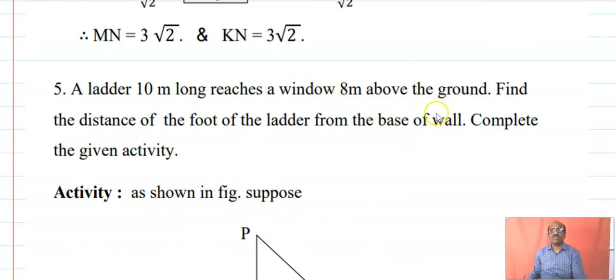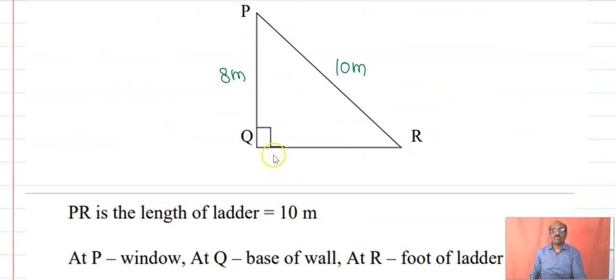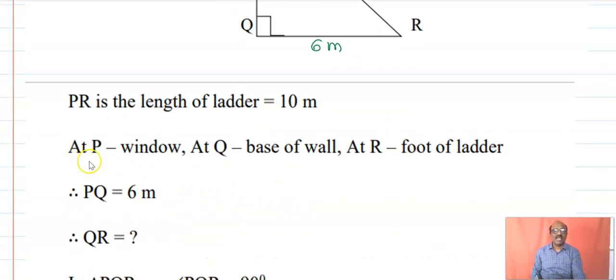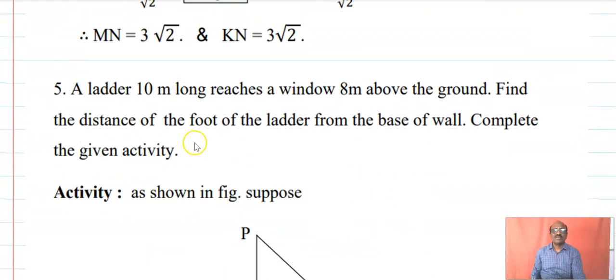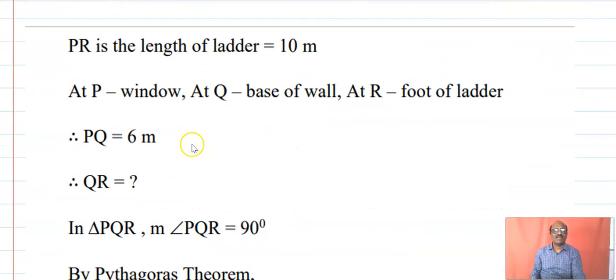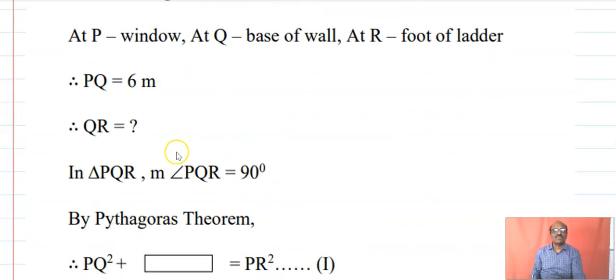Then what we want to find out? The distance of the foot of the ladder from the base of the wall. Q is the base. This is the foot of the ladder. So we have to find QR. PR is the length of the ladder, at P the window, at Q the base of the wall, and at R the foot of the ladder. PQ is equal to 6 meter, the answer he has given. We want to find out QR.